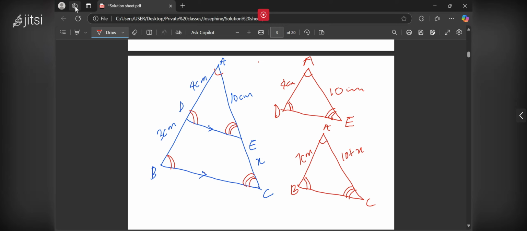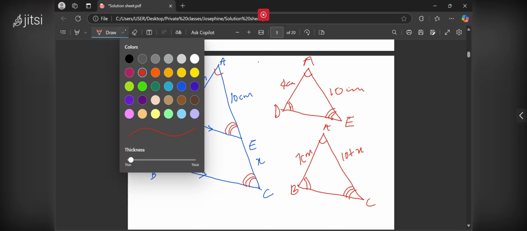If you are familiar with angles between lines, we have some theorems there. The first one is alternate angles. Another one is corresponding angles. Corresponding angles will always give you F.